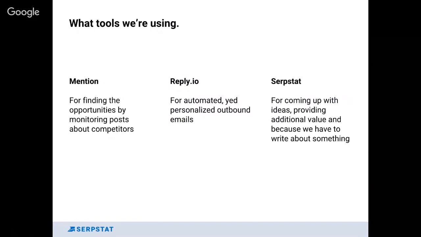Then we use reply.io, Reply app, for automated outreach emails. Great tool. I'll show you how to work with that. And we use Serpstat for coming up with ideas and providing additional value, and because we're writing about Serpstat. As for the last tool, you absolutely don't have to use it 100%. If you have different ideas of providing value, I'll show you how we do that with the help of Serpstat.